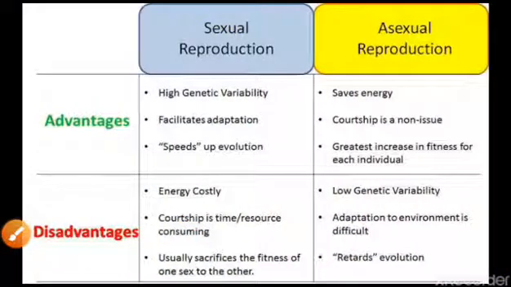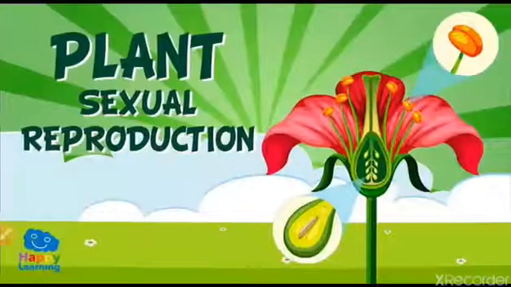As we have seen, there are a lot of differences also. In asexual reproduction there is only one parent, in sexual we require two parents. In asexual there is no formation of gametes, but in sexual there is formation of gametes. In asexual, fertilization does not occur, but in sexual, fertilization occurs. So we have seen some differences.